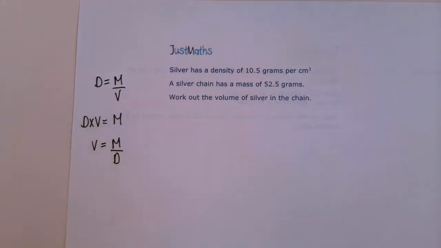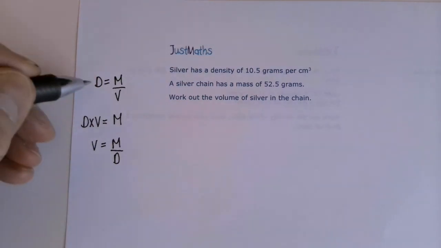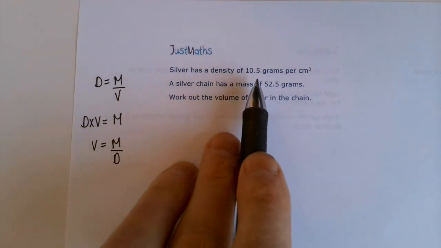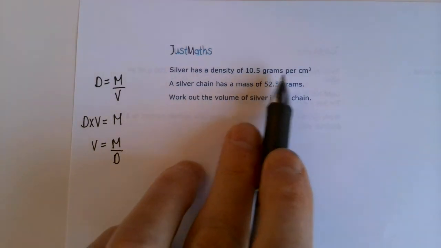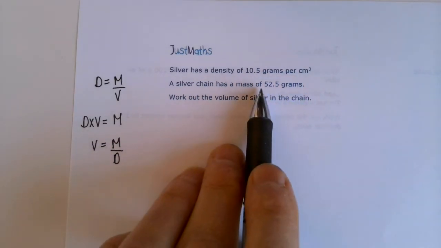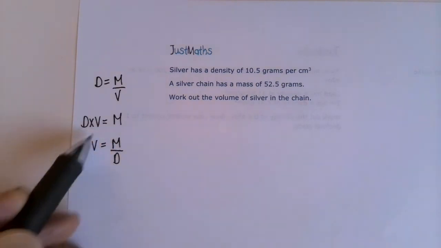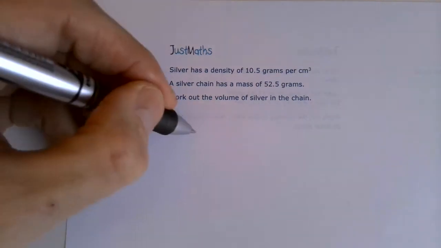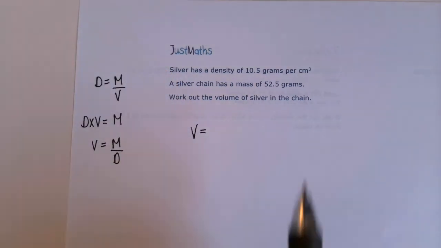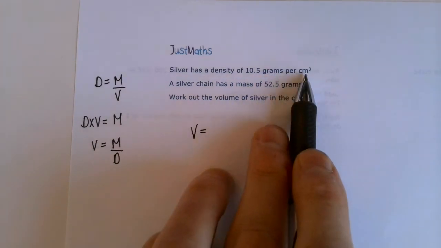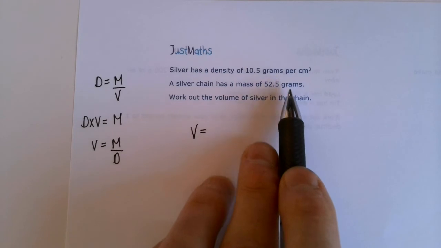I don't yet know, I haven't looked at the question yet. Am I going to be asked to find a density, a mass, or a volume? Let's have a look. Silver has a density of 10.5 grams per centimetre cubed. Silver chain has a mass of 52.5. Work out the volume. Right. I need to work out volume using that formula there. Got to check my units. So the density is in grams per centimetre cube. So my mass needs to be in grams. Bingo.